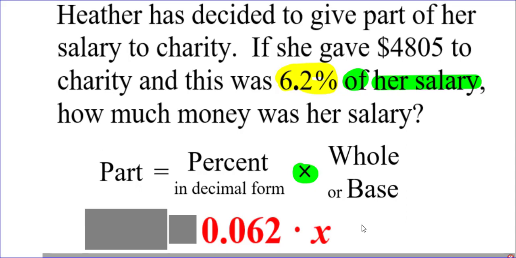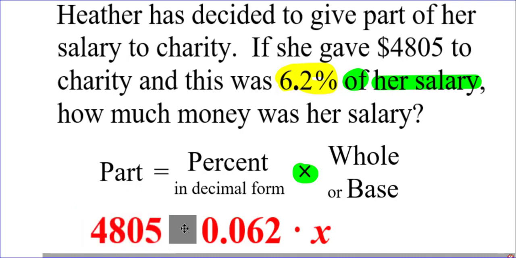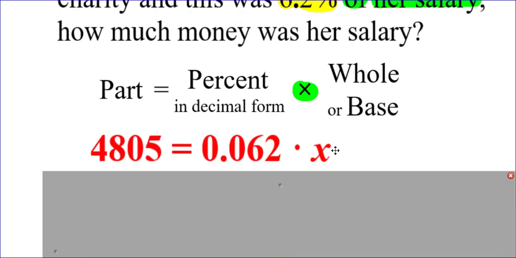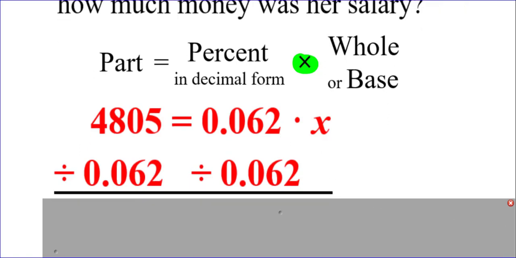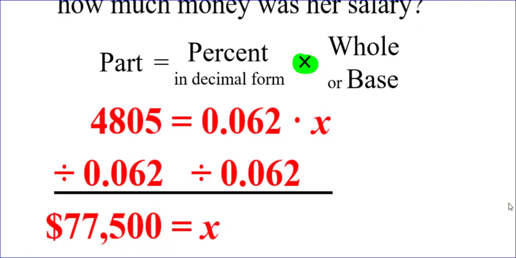Now, Heather has decided to give part of her salary to charity. We are told what that part is, $4,805. So that is going to be the part, and that's going to be equal to the percent in decimal form times our unknown salary. Since the variable that we're solving for is not by itself, we're going to have to divide to solve. Inverse of multiplication is division. And that'll give you $77,500 for her salary.